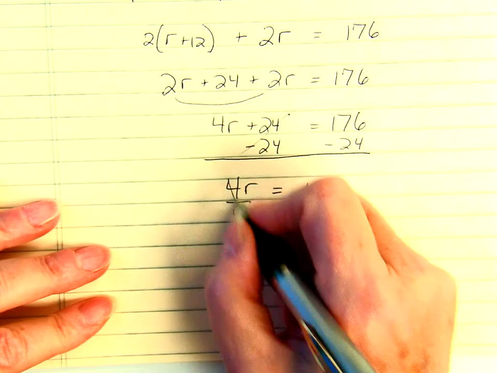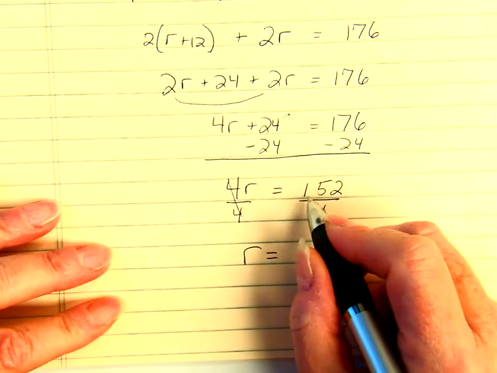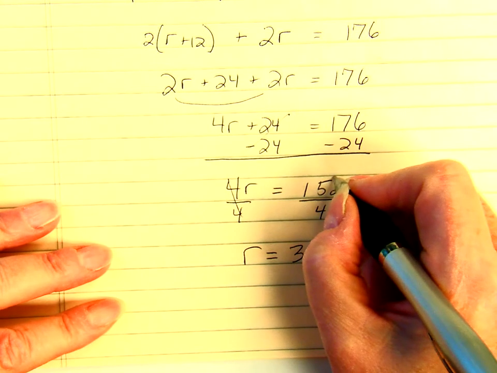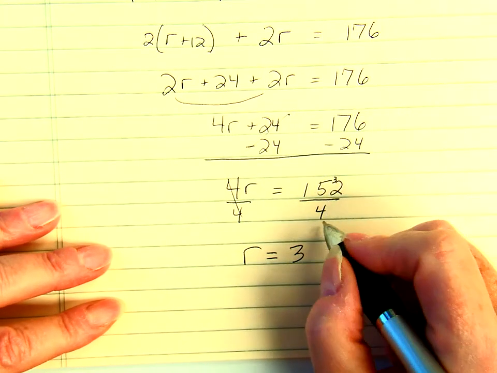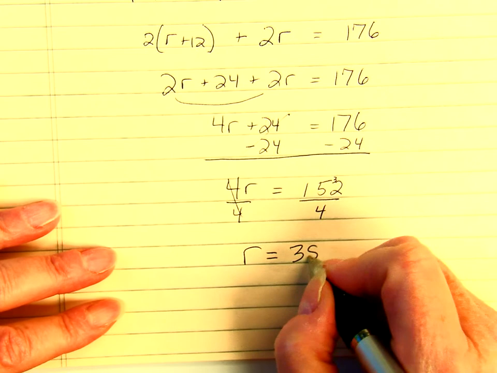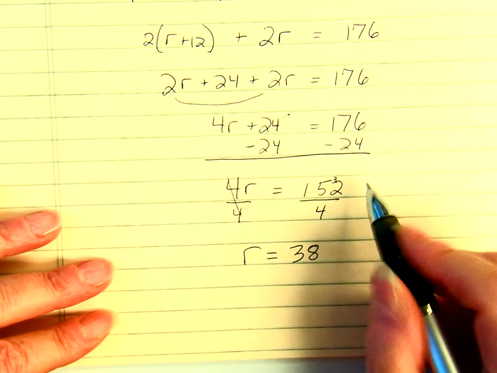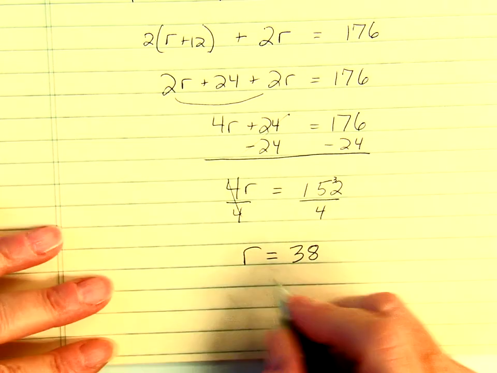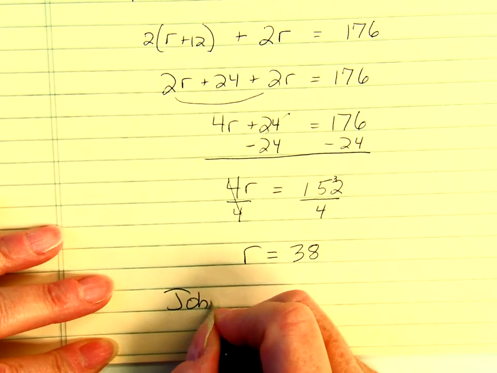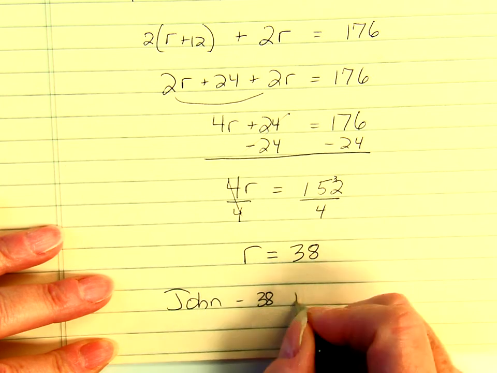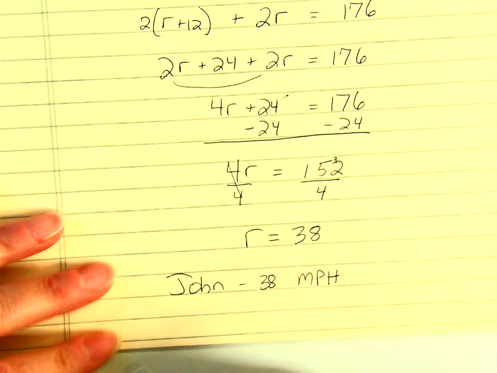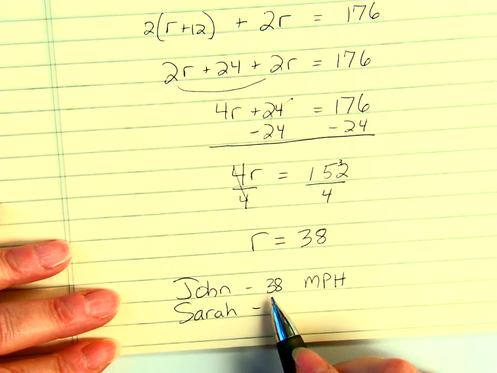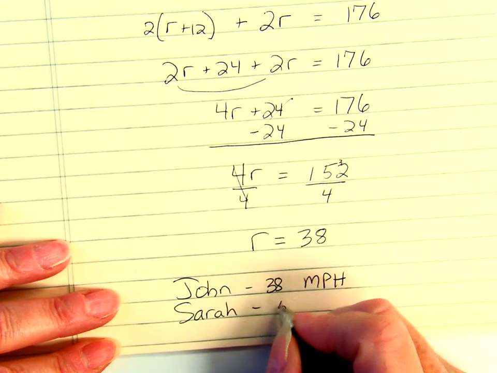And the division property of equality, dividing both sides by 4, and R is equal to, 4 goes into 15 3 times with 3 left over, and 4 goes into 32 8 times. So John is driving, because he had the simple R, at 38 miles per hour, and Sarah, hopefully she doesn't get pulled over, is 38 plus 12, which is 50.